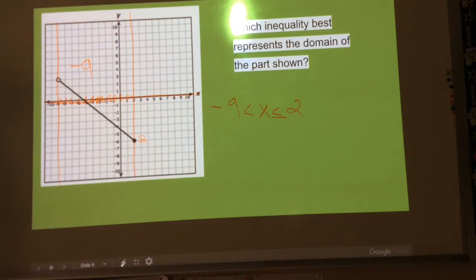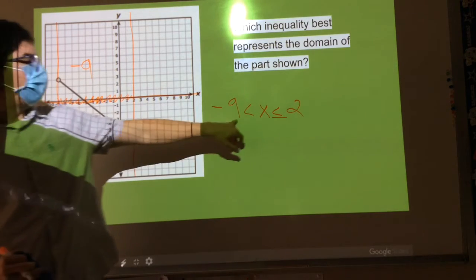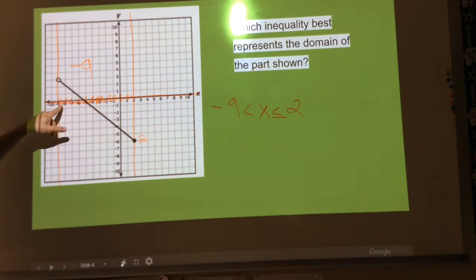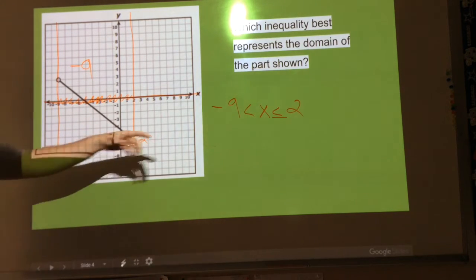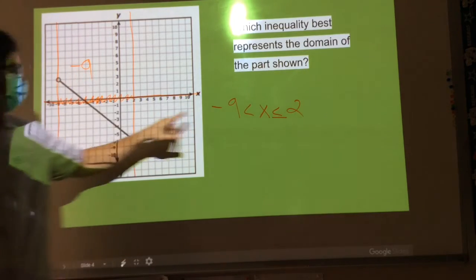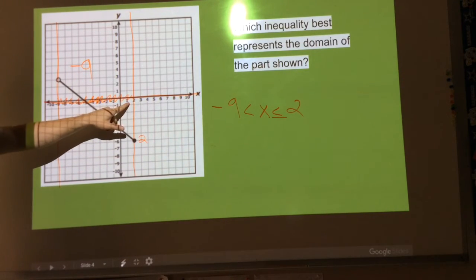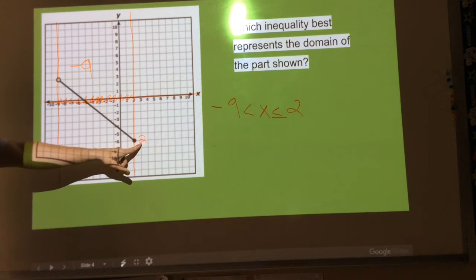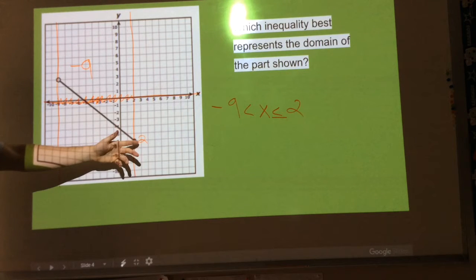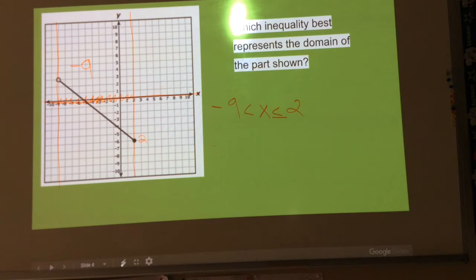Now let's read this out loud just to kind of understand it. Negative 9 is less than x. Well, I agree negative 9 is less than whatever my x value is. But can I include negative 9? No, because it's an open circle. Then it says x is less than or equal to 2. Well, I agree x is less than or equal to 2 because of the closed circle. Easy enough? Questions? Just want to reiterate, if you have questions, try to ask them. I'm going to keep going so we can try to get through this whole thing, but if you want me to slow down, I will.